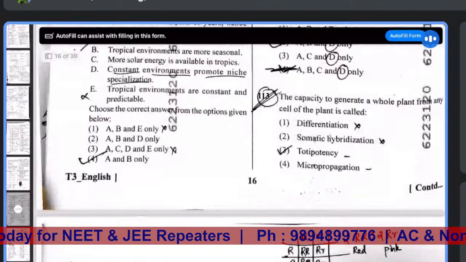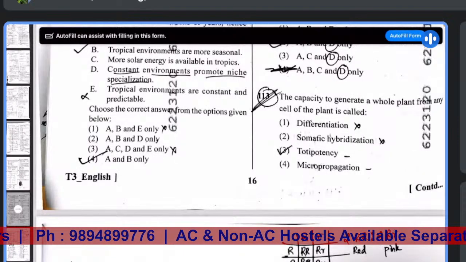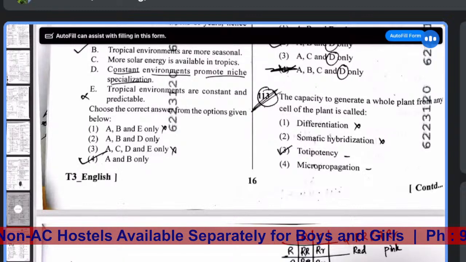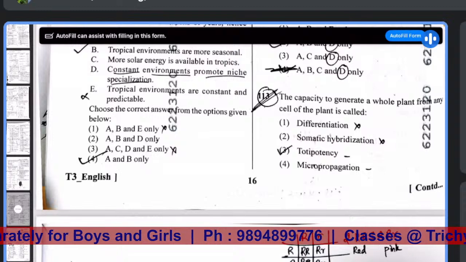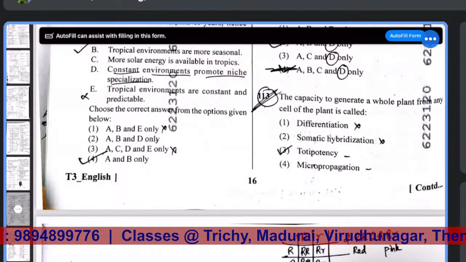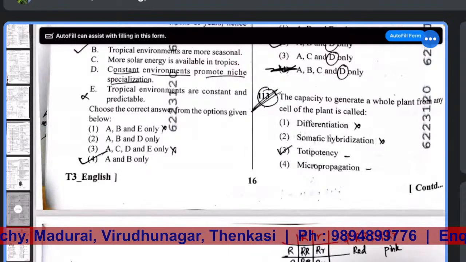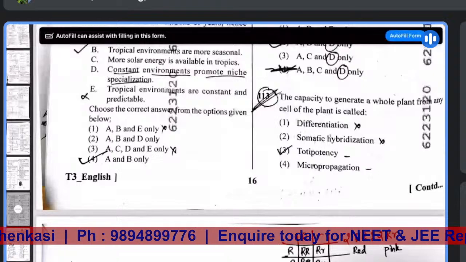Okay. Then question number 113. The capacity to generate a whole plant from any cell of the plant. See, in this question, easily you can eliminate option 1 and 2. But there will be a confusion in option 3 and option 4 because totipotency is the capacity to generate the whole plant from any cell of the plant. And this process or phenomenon is called micropropagation. So you will be getting confused with either option 3 or 4, but the right answer is option 3.